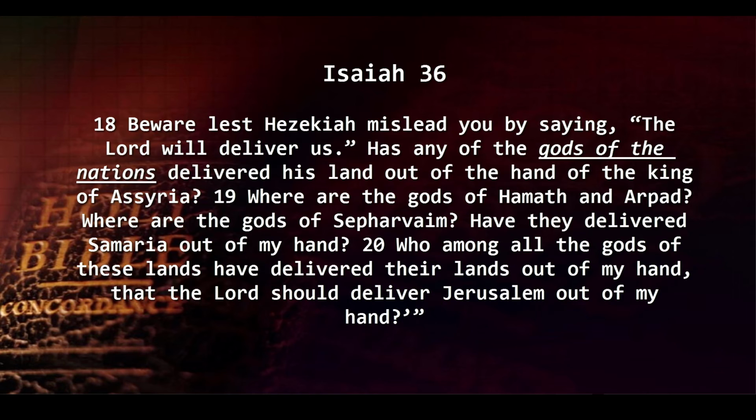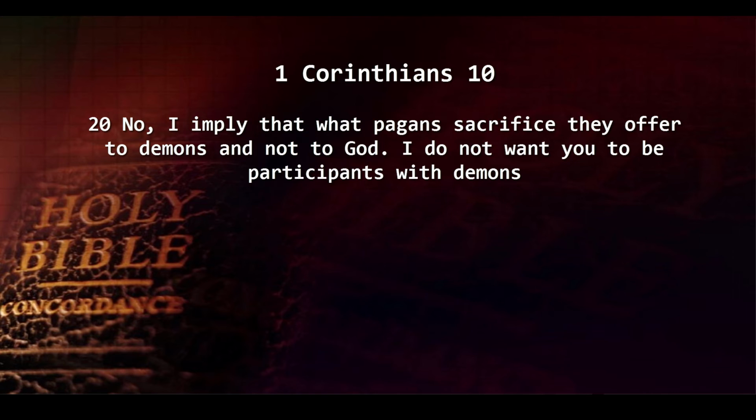You get it? The idols were nothing, but according to Paul, behind every idol there's a demon. 1 Corinthians 10:20. So the nations are actually worshiping beings. Yep, Allah of Islam is another being. But they are evil beings, demonic beings, who are influencing people to worship them instead of worshiping God. No, I imply that what pagans sacrifice, they offer to demons and not to God. I want you to be ignorant of this, brethren. You catch it? Pagans, when they worship their gods, worship their statues, the images representing their gods, are worshiping demons.